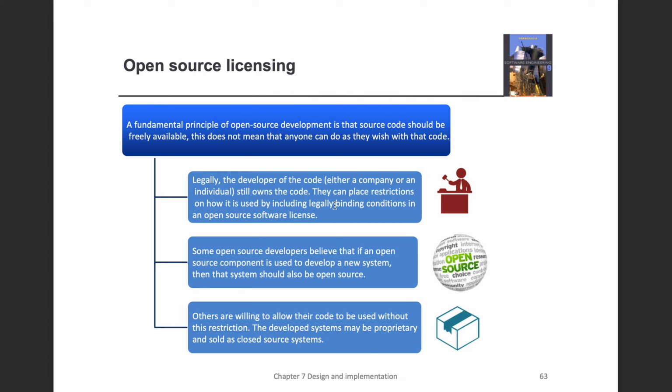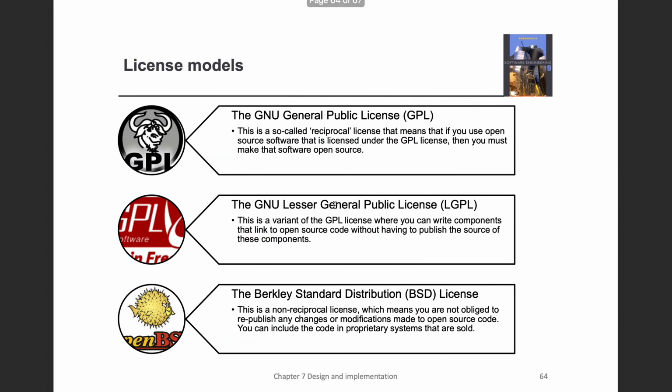Some open source developers believe that if an open source component is used to develop a new system, then the new system should also be open source. It's a very difficult decision, because somebody has built a system and it's based on open source, so it should be open source. And on the other side, because you have also consumed some open source, why don't you make yours open source? So all these things can be discussed. Others are willing to allow their code to be used without this restriction. The developed system may be proprietary or sold as a closed source system. So this is very important.